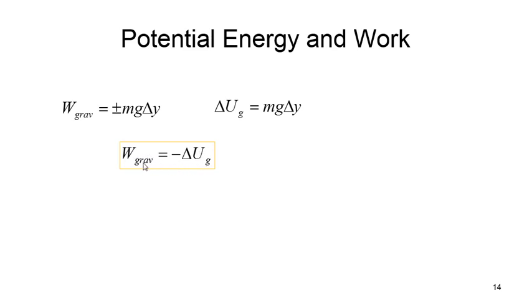Okay, so for a force like gravity, when gravity does positive work, that means that the potential energy has decreased. Think about that for a second. Does that make sense? When gravity does positive work, it means the potential energy of that object has decreased. So if gravity does positive work, that means the object moves lower. And if the object moves lower, that means that the potential energy has decreased, or delta U is a negative number.